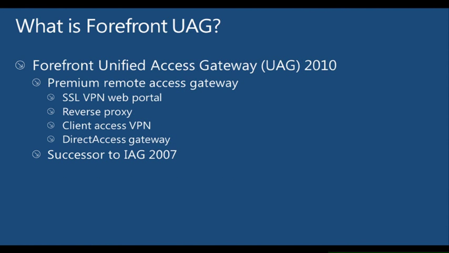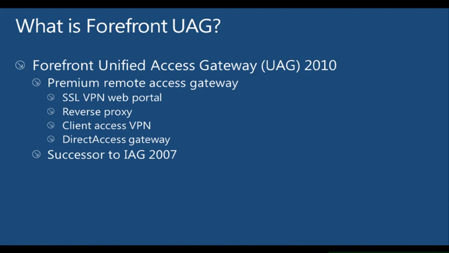So let's talk a little bit about Forefront Unified Access Gateway, or UAG 2010. UAG is a little bit different product in that it is a dedicated remote access gateway. It provides SSL Web VPN capabilities, so its primary function is SSL VPN web portal. I like to relate to people that when you call Forefront UAG an SSL VPN, it's a bit like calling a Bugatti Veyron a sports car. It is accurate, but it doesn't fully describe all the capabilities of the solution.